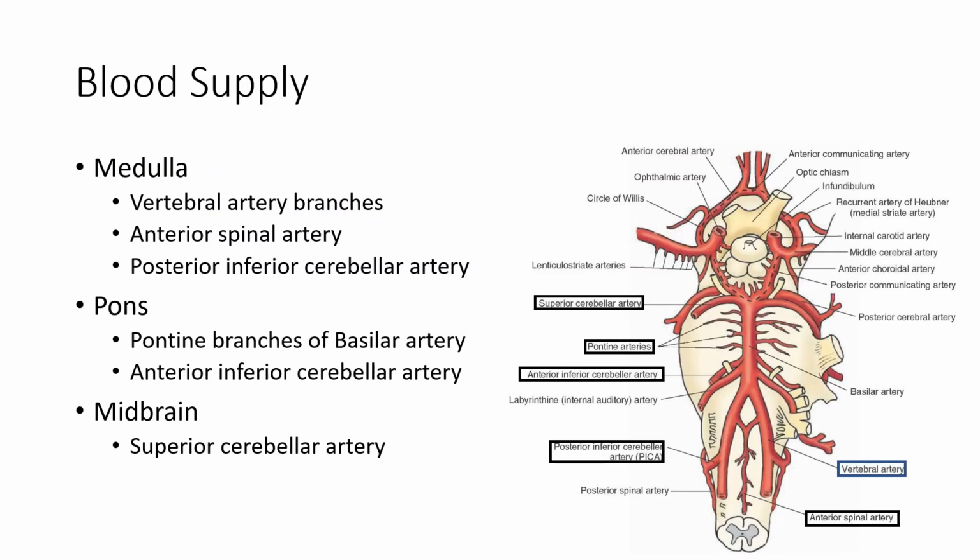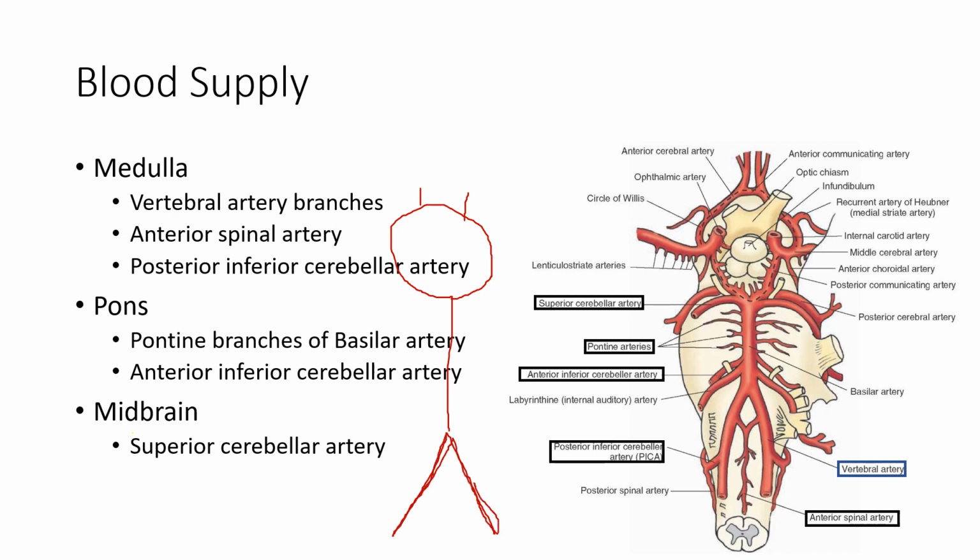Let's look at the blood supply. So the medulla, we're going to see vertebral artery branches, anterior spinal artery, and posterior inferior cerebellar artery are going to be the main branches for blood supply. So remember, our vertebrals come up, and then we see our basilar, and then we see our little circle of Willis guy. And so vertebrals are here.